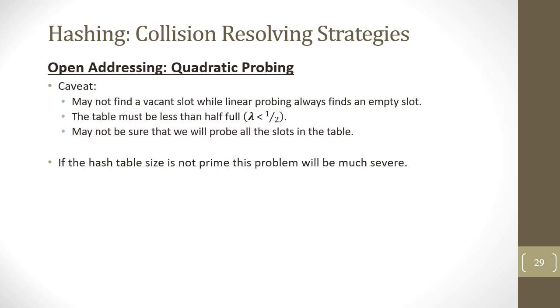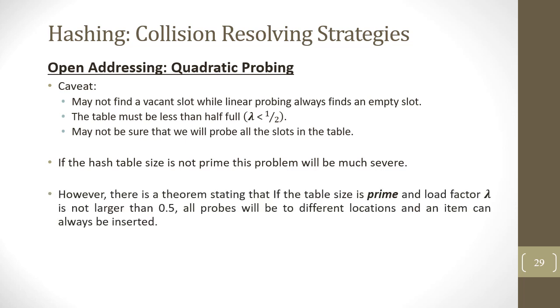If the hash table size is not a prime number, this problem will be much more severe. However, there is a theorem stating that if the table size is prime and the load factor is not larger than half, all probes will be to different locations and an item can always be inserted.